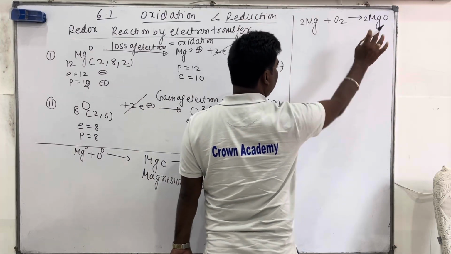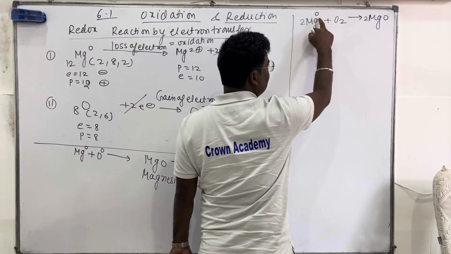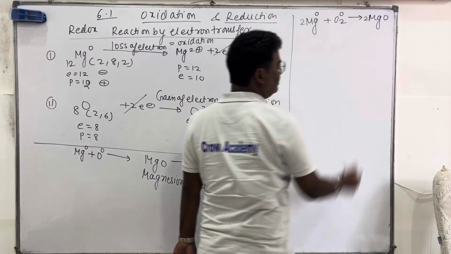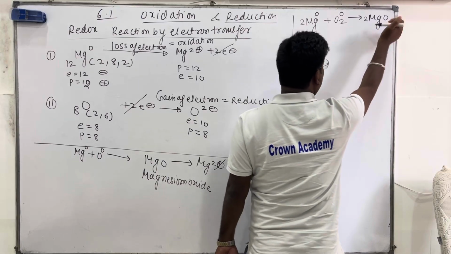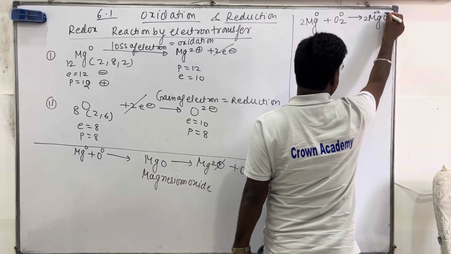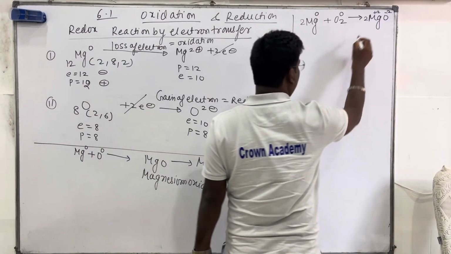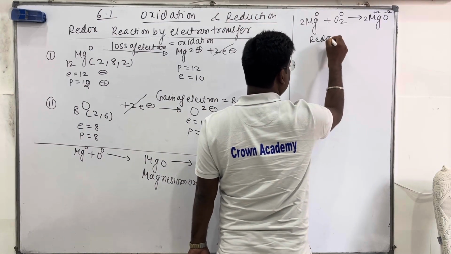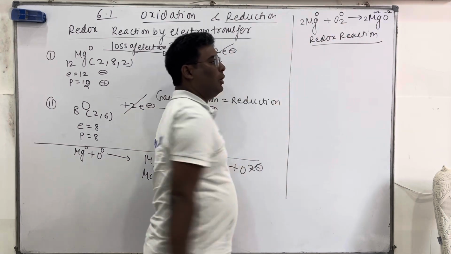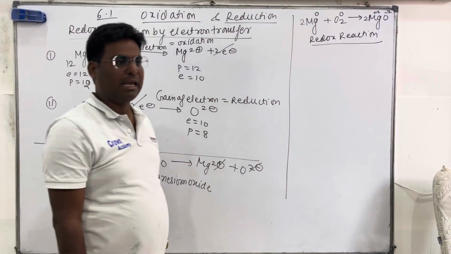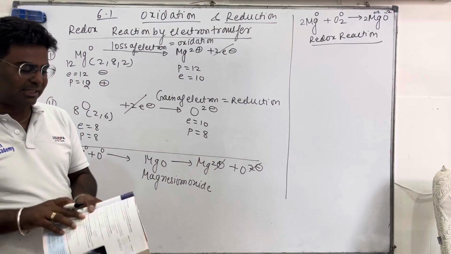So this is called a redox reaction because here the oxidation state of magnesium is 0, oxygen is also 0. But in the combined form, magnesium has charge +2 and oxygen is -2. Understood? So this is called a redox reaction because in this reaction both oxidation and reduction happen simultaneously. So up to this point, this is due to the electron transfer.